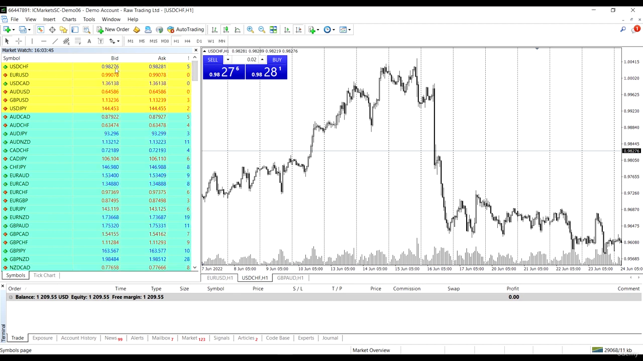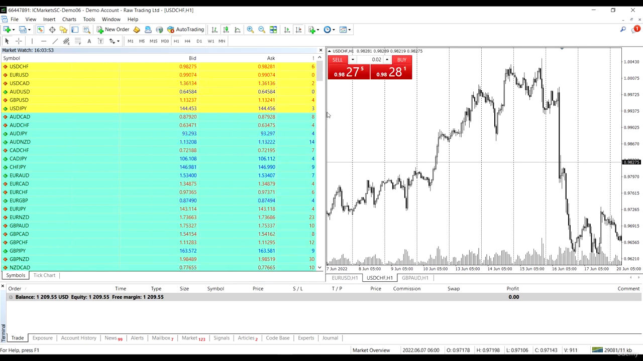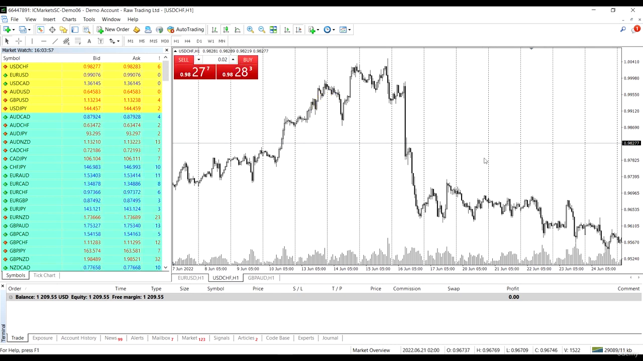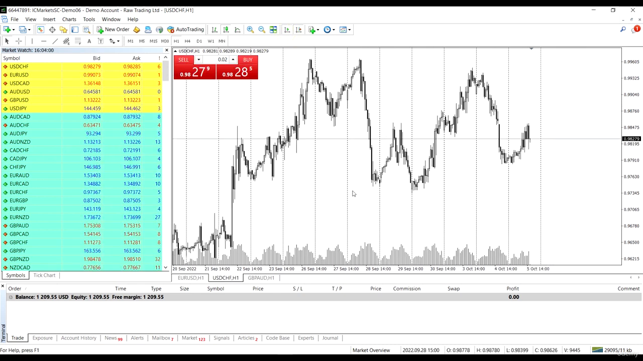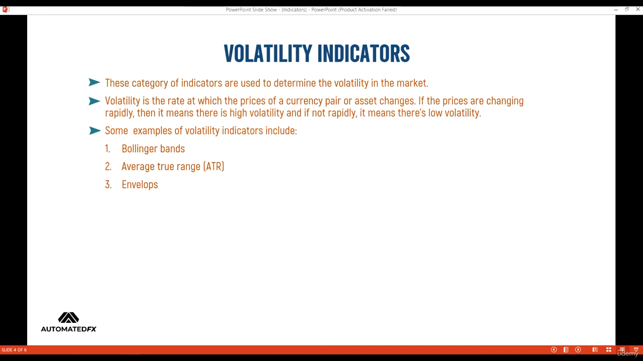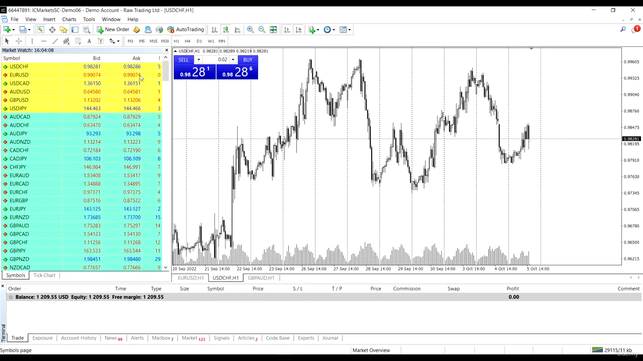So when the prices change very fast, it means there is high volatility in the market. And when the prices change very, very slowly, it means there is low volatility in the market. That's one thing you have to know about volatility indicators. Now, as you can see, there's an increase in volatility. There's a bit of an increase, because volatility actually goes up and goes down.